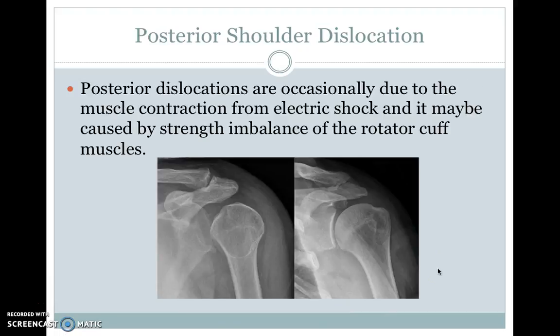Posterior shoulder dislocation. Posterior dislocations are occasionally due to muscle contraction from an electric shock, and may be caused by a strength imbalance of the rotator cuff muscles. This is an example of a posterior shoulder dislocation.